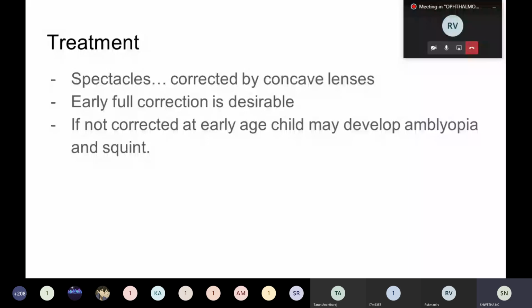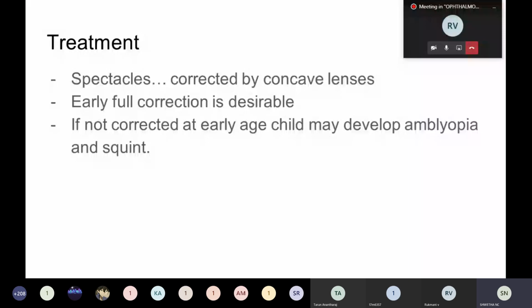And the full correction, usually in children, we always give a full correction. If the myopia is not detected early and not corrected in a younger age group, the patient may go for amblyopia, meaning the lazy eye, and they may develop squint also, which is a very bad situation for the patient, because it is lifelong. When they develop amblyopia, there is no correct treatment available.